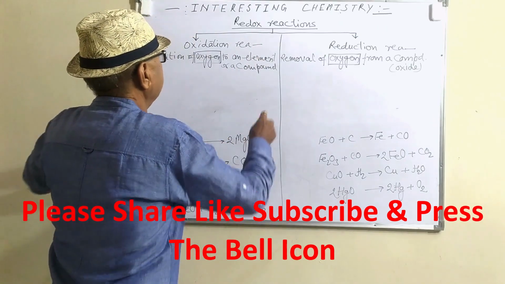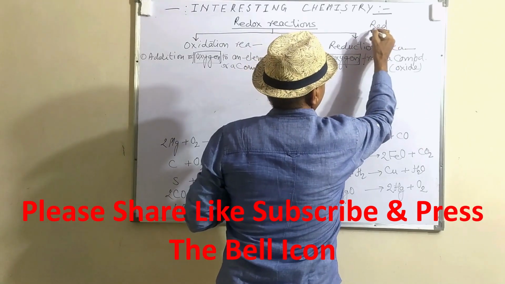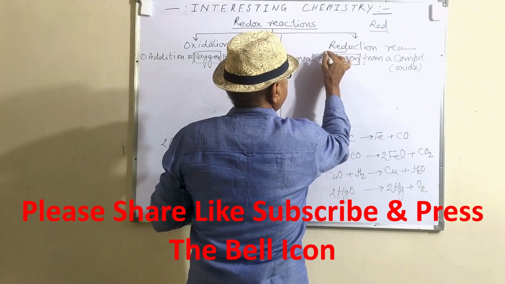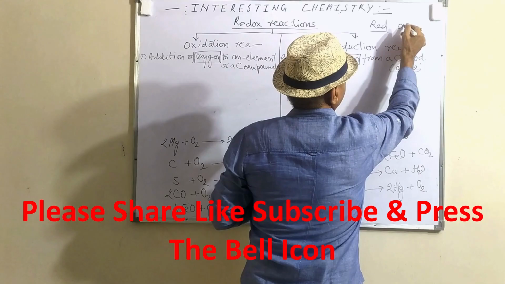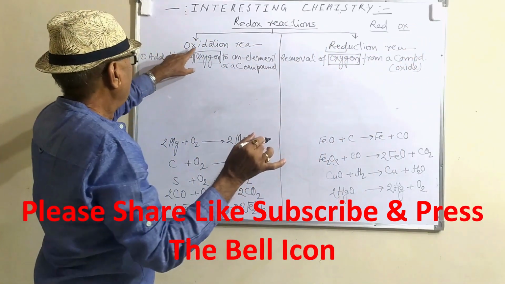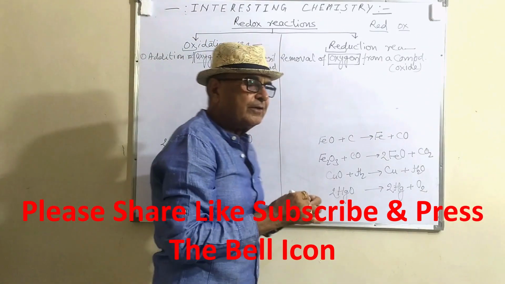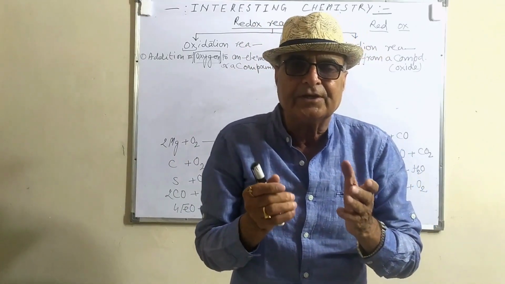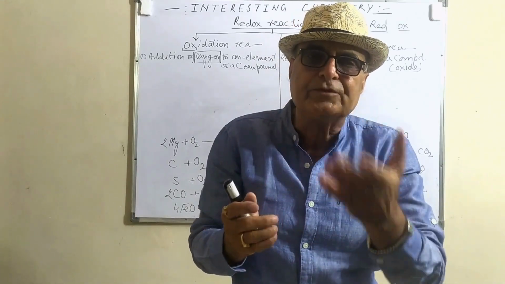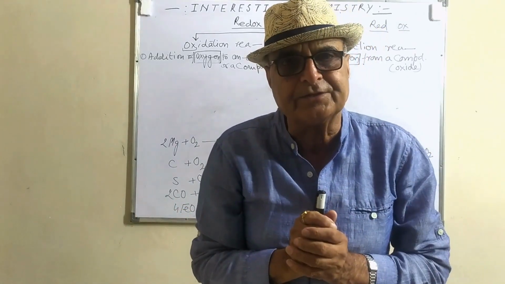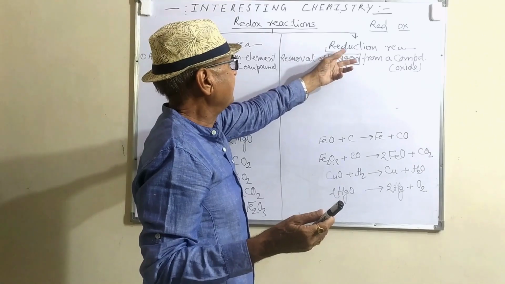This RED comes from reduction, and this ox comes from oxidation. So when oxidation and reduction reactions are spoken combinedly, then we say the redox reaction. So redox reactions are of two types. One is oxidation and second one is reduction.